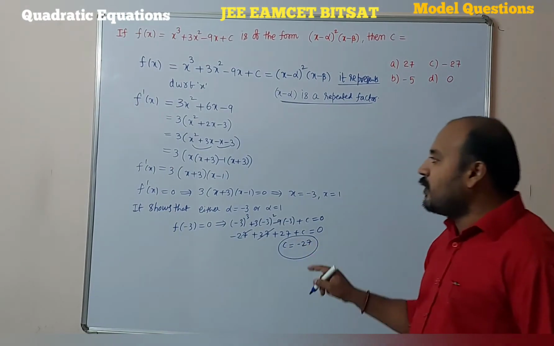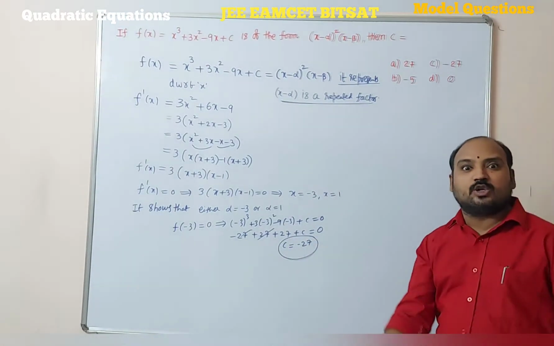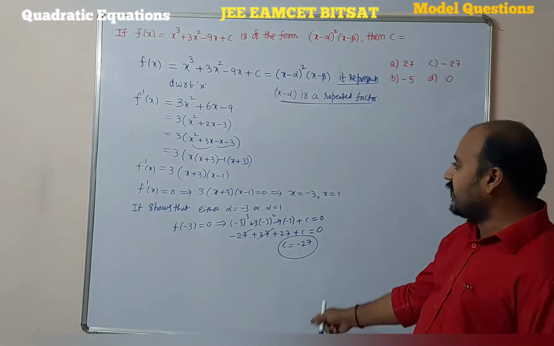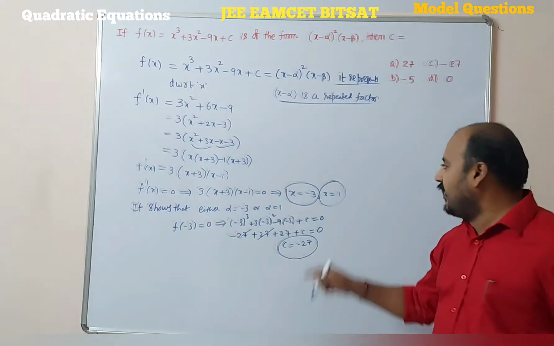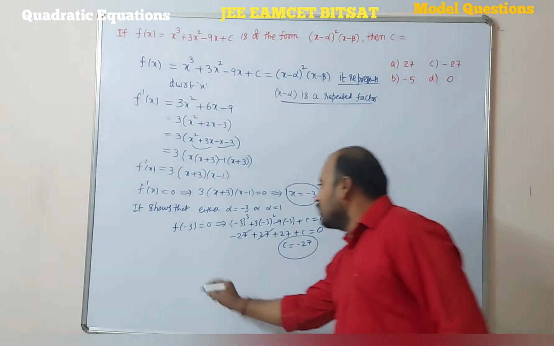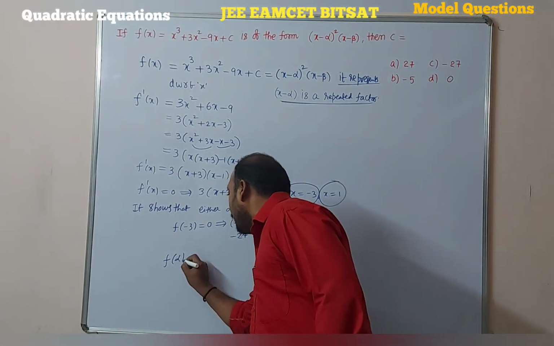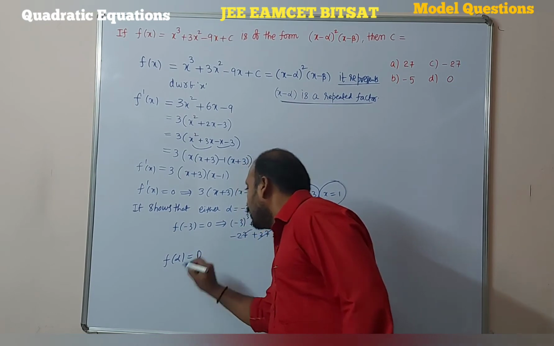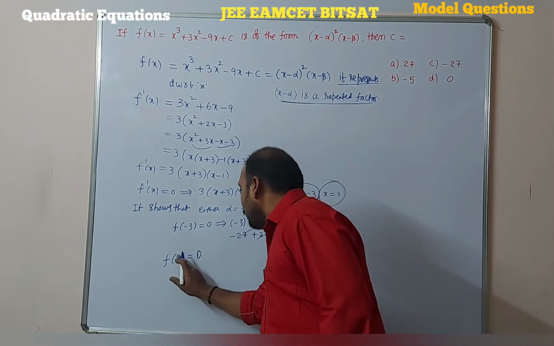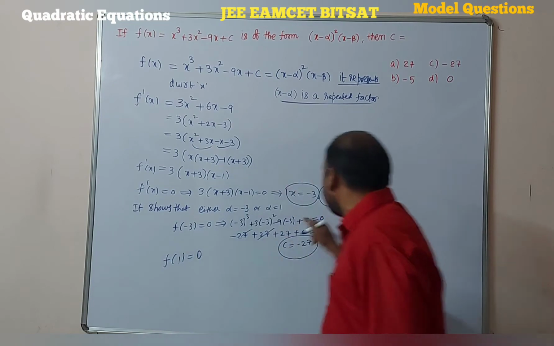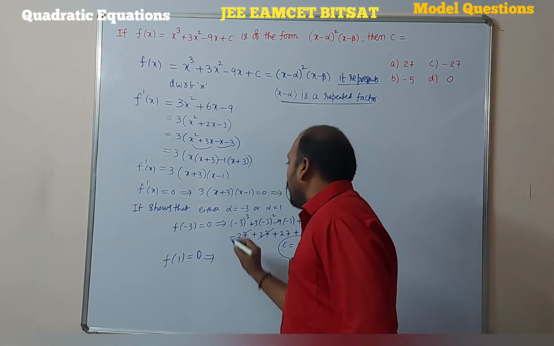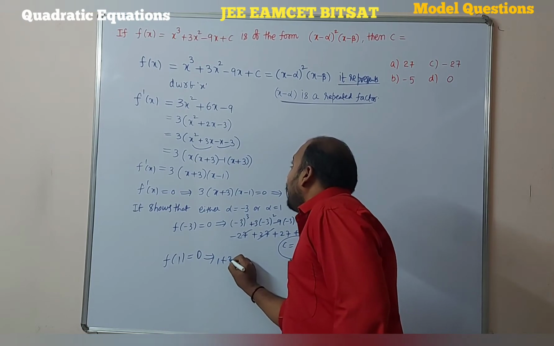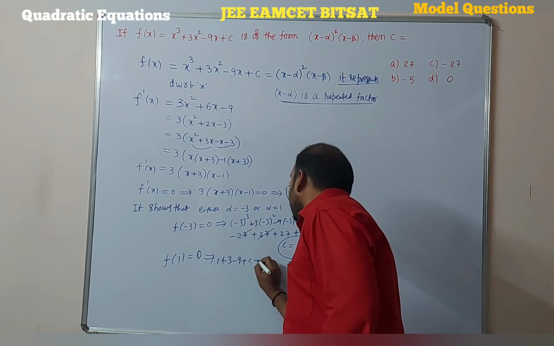Not only this one, but also we will check x is equal to 1. Why? Because both options are there. Here two possibilities we have. We need to verify alpha is equal to 1 also. So f of alpha is equal to 0. Alpha value is what here? Alpha is equal to, in the second case, 1. So wherever x is there, replace with 1 here: 1 cube plus 3 minus 9 plus c is equal to 0.